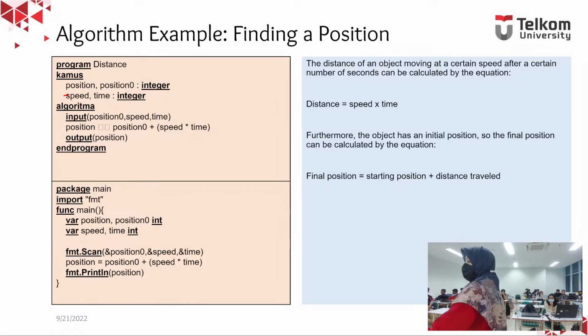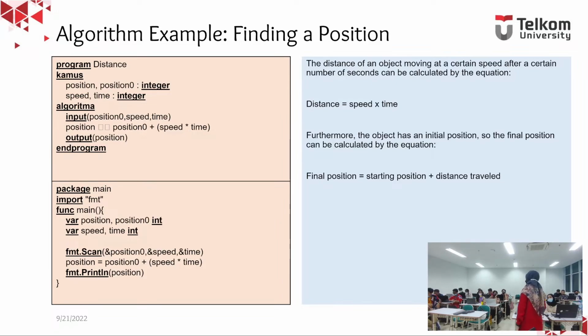But in this example, why do we need to separate them into 2 lines? Actually, you can also declare them in one line: position 0, speed, time as integer. Okay, but this is for clarity. You separate the variable names that represent position and the variables that represent speed and time. This is for clarity, for somebody else who may read your code, and then it will be clearer for them.